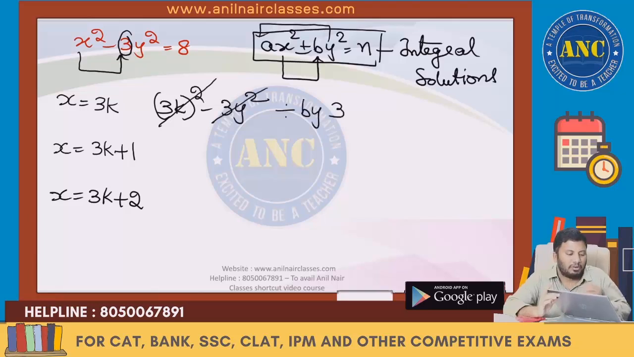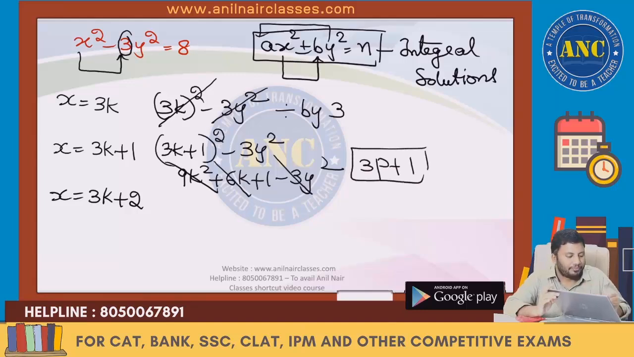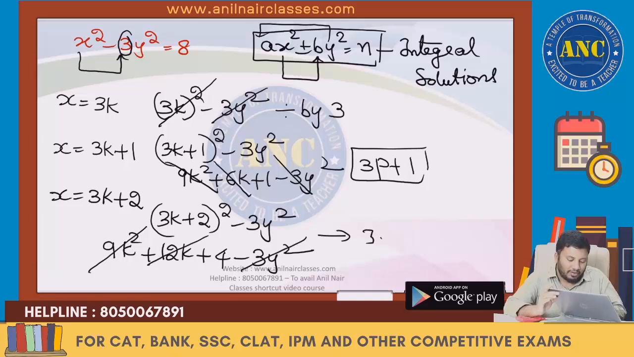3k whole square minus 3y square, divisible by 3. The answer should be divisible by 3. 3k plus 1 whole square minus 3y square, which is 9k square plus 6k plus 1 minus 3y square, divisible by 3 except the 1. When you divide by 3, it gives a remainder 1. 3k plus 2 whole square minus 3y square is nothing but 9k square plus 12k plus 4 minus 3y square, divisible by 3 except the 4. 4 when you divide by 3, remainder is 1.